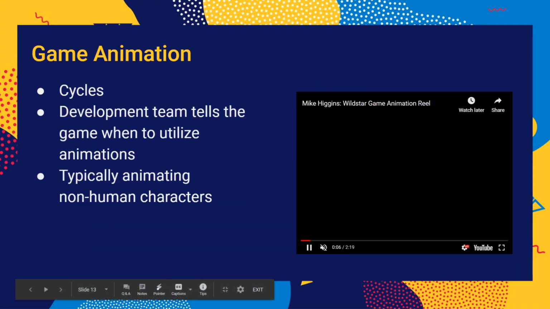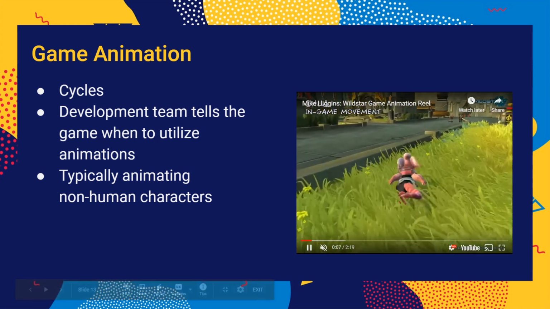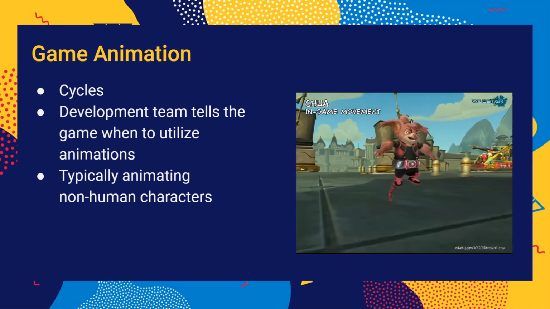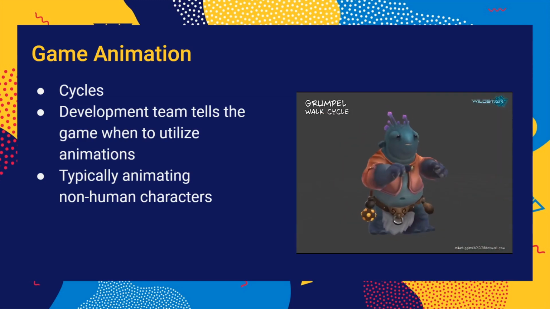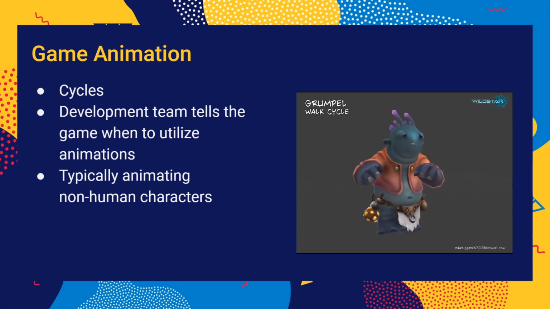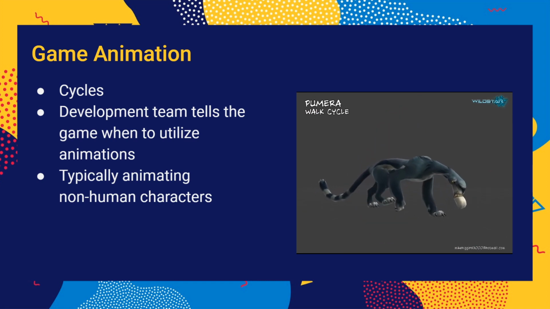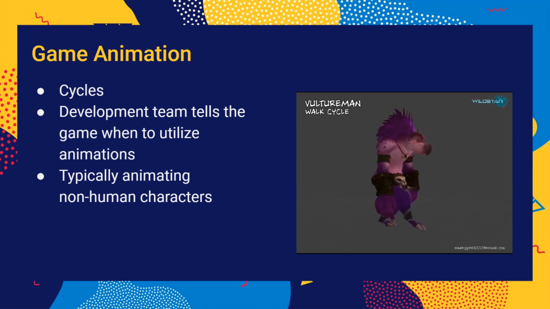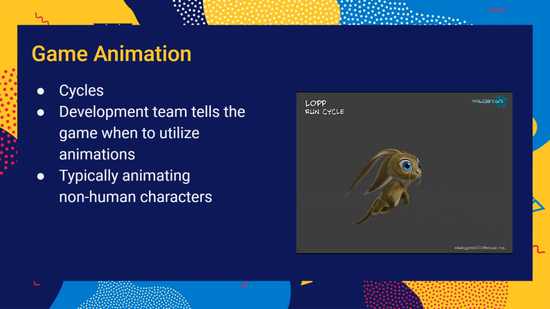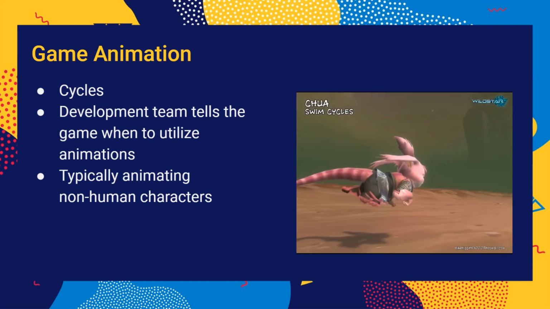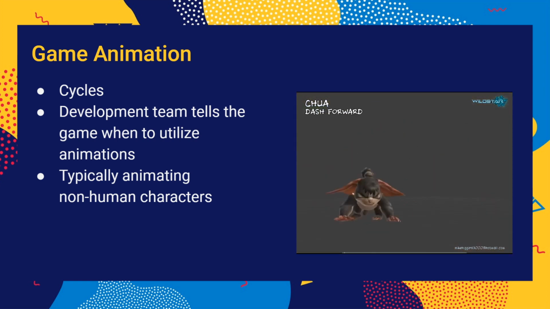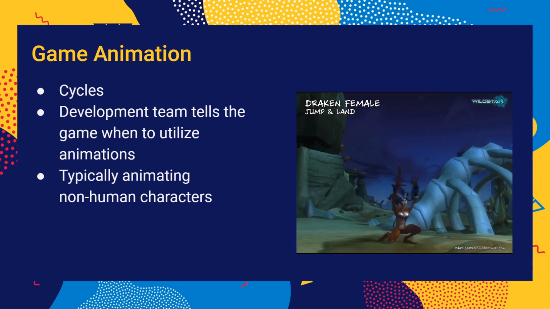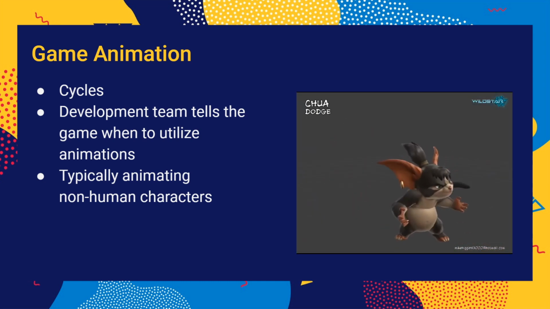Next, we have game animation, which is kind of the animation focus within this class. We focus on cycles for this type of animation. So you'd create a bunch of different cycles, and then development team or coders would tell the game when to utilize these animations based on where the player is at in the game, what choices they made, and what buttons they pushed. Typically, you would be animating non-human characters or creatures because in games, motion capture is usually taking care of the human characters. And we'll talk about that next.